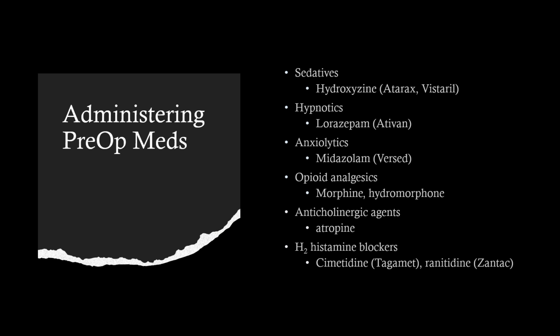Anticholinergics, atropine is a common one you'll see. They help the patient relax during surgery, and they also decrease saliva secretions. It kind of dries that up. And then lastly are H2 histamine blockers such as Tagamet and Zantac. These medications are given to decrease gastric secretions.